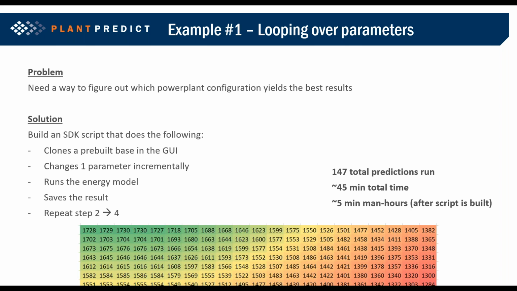And so what I have is an example of results that we call our matrix. In this example, 147 total predictions are run, and it took 45 minutes of total time, normal time. However, after the script was built and you have the script, it takes 5 minutes of man hours, 5 to 10 minutes that I mentioned earlier, because after you build the base, you click run and it does it all by itself. It just runs by itself.